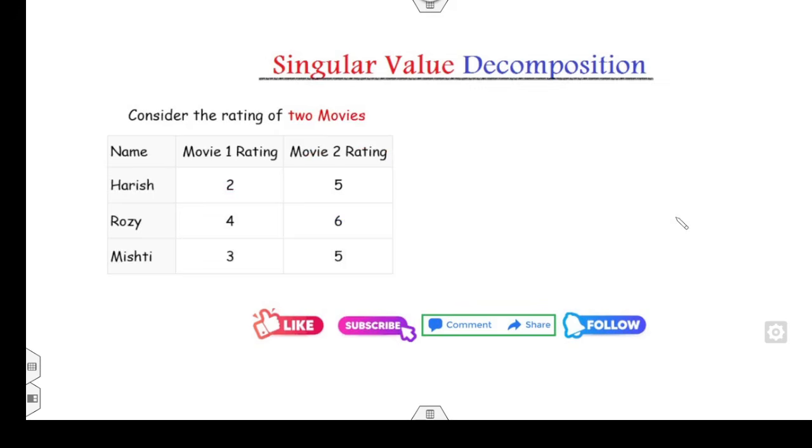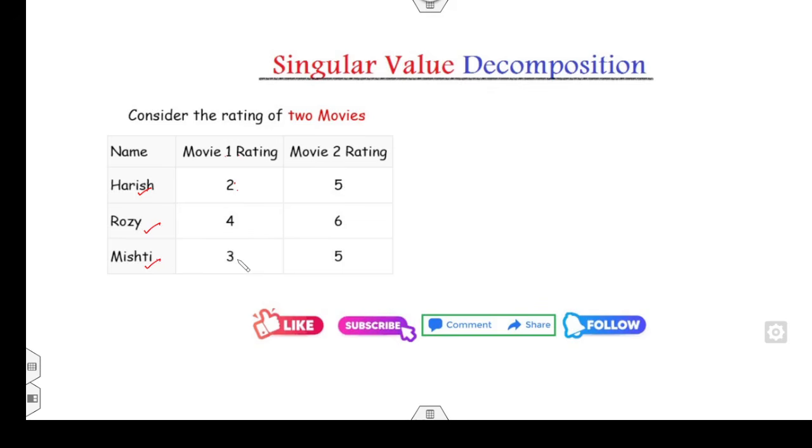Suppose two movies, movie 1 and movie 2, are rated by three candidates, Harish, Roji and Misty. Harish has given 2 ratings for movie 1, while 5 for movie 2.